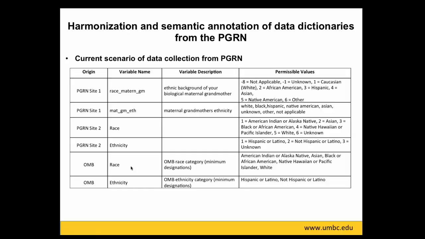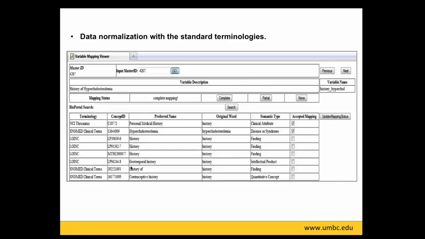So we propose two approaches. One is to utilize standard terminologies to normalize this type of data. This is one of the web interfaces we created for them, where they can utilize standard terminologies like SNOMED, LOINC, and NCI Thesaurus. There are some more terminologies that I have not included in this screenshot.